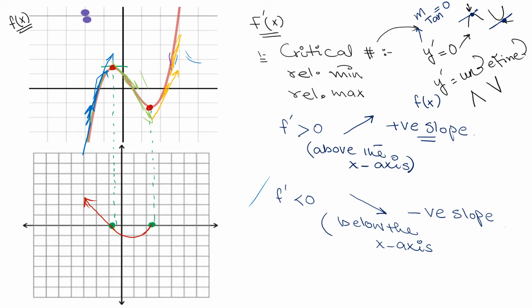So the slope is positive for all the tangent lines. The slope is positive. So positive slope means that it should be drawn above the x-axis like this. So this is how we try to sketch the graph for the derivative of a function.